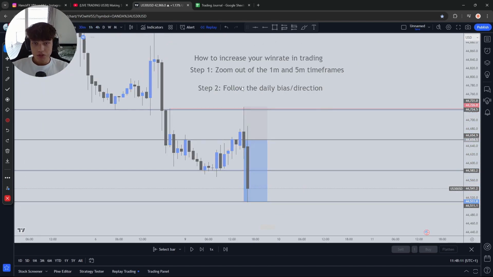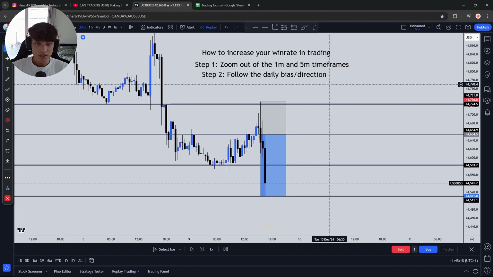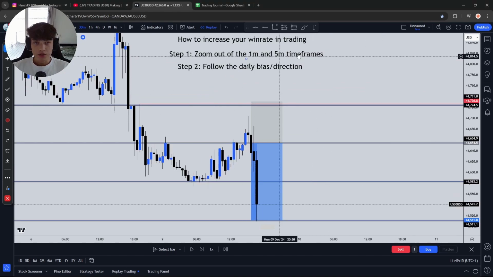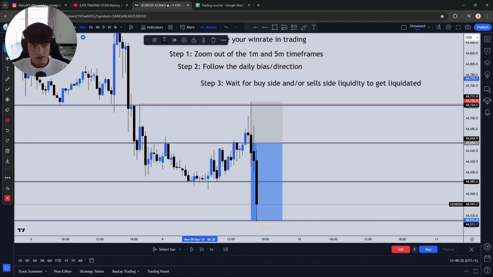So step number 2 goes pretty much hand in hand with step number 1, and to follow the daily bias slash direction. So let's get into step number 3. So step number 3 is to wait for buy side and sell side liquidity to get liquidated.